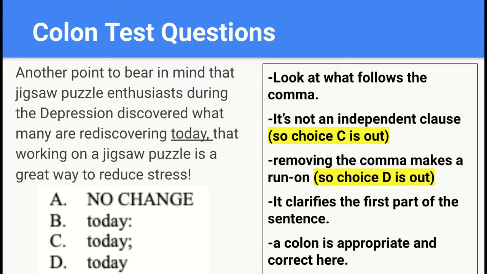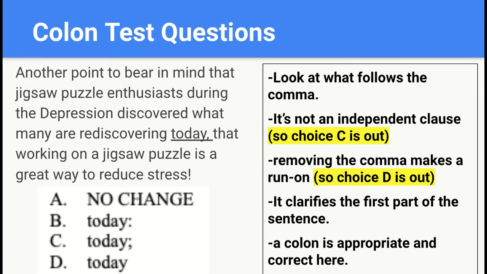So this test question, another point to bear in mind, that jigsaw puzzle enthusiasts during the Depression discovered what many are rediscovering today. There's a pause there, comma, that working on a jigsaw puzzle is a great way to reduce stress. Okay, comma really doesn't work there, so you can get rid of that. A colon, right? We have something you're led to there, so that's an interesting choice. A semicolon would mean you need a full sentence on the right side, so that's a problem. And if you had nothing, letter D, that wouldn't make sense. That would be almost a run-on sentence.